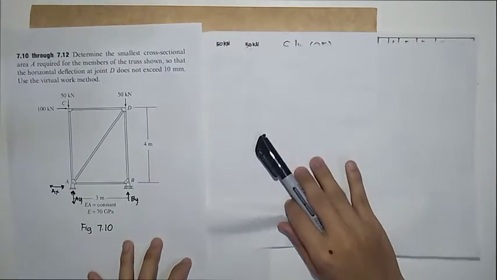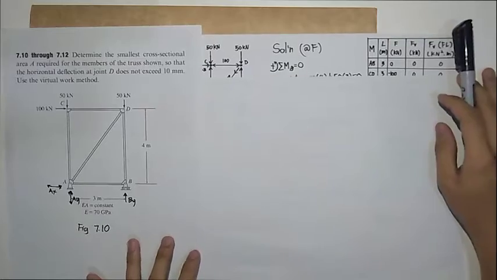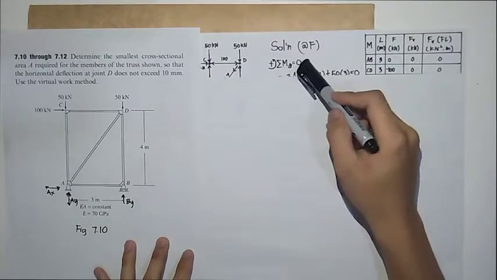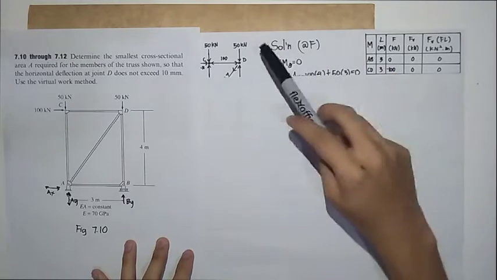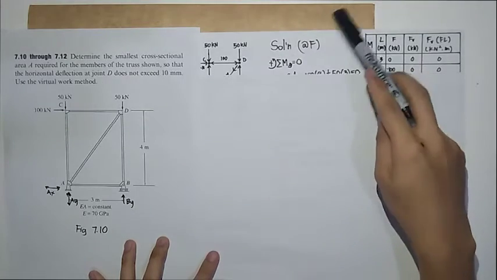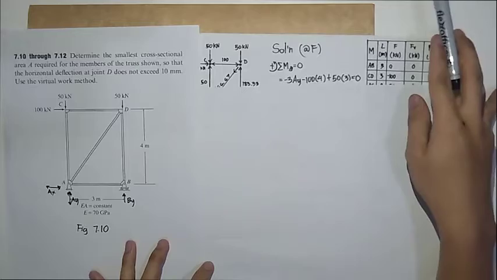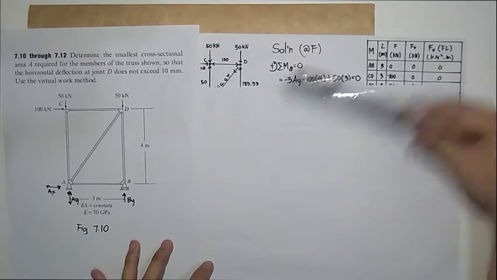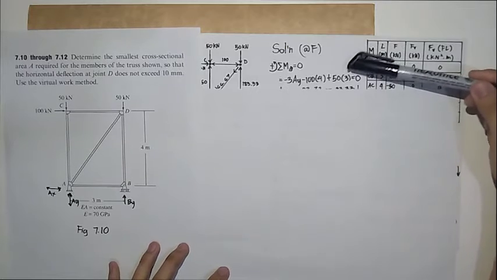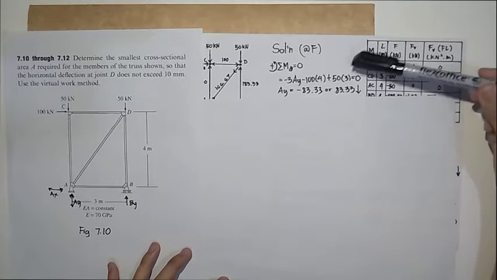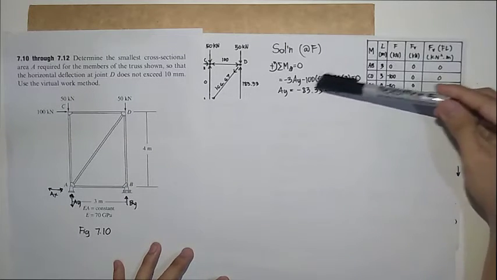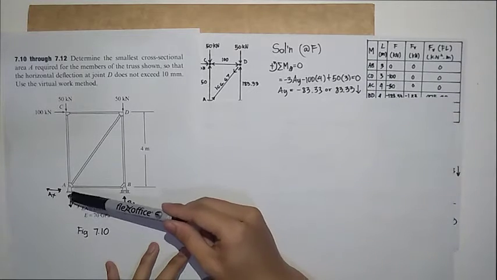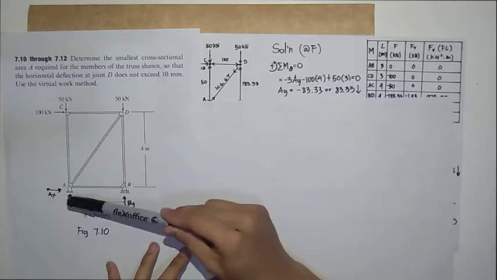What we will do is take the moment at B. So, summation of moment at B, where counterclockwise is positive, equals 0. So, negative 3AY, its moment arm, minus 100 times 4, which is its moment arm, plus 50 times 3 equals 0. So, AY is negative 83.33, or 83.33 going downward. So, the direction of the reaction here is downward.